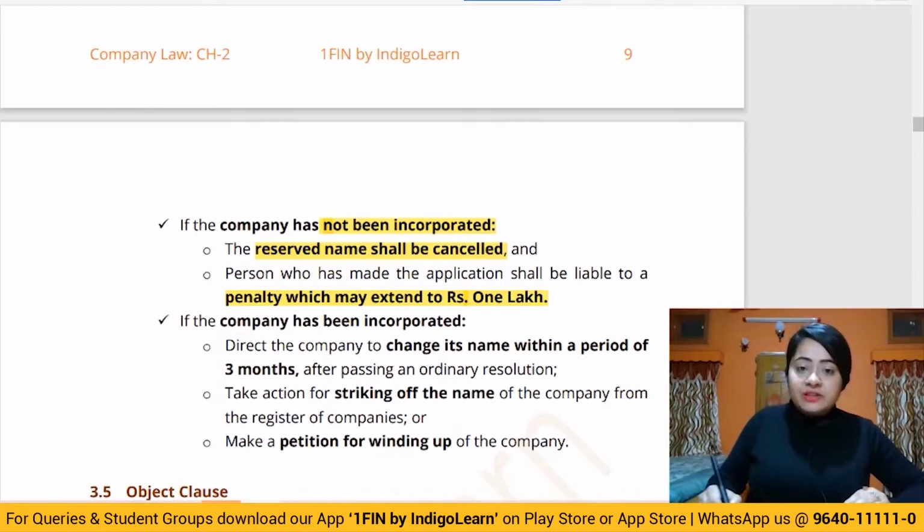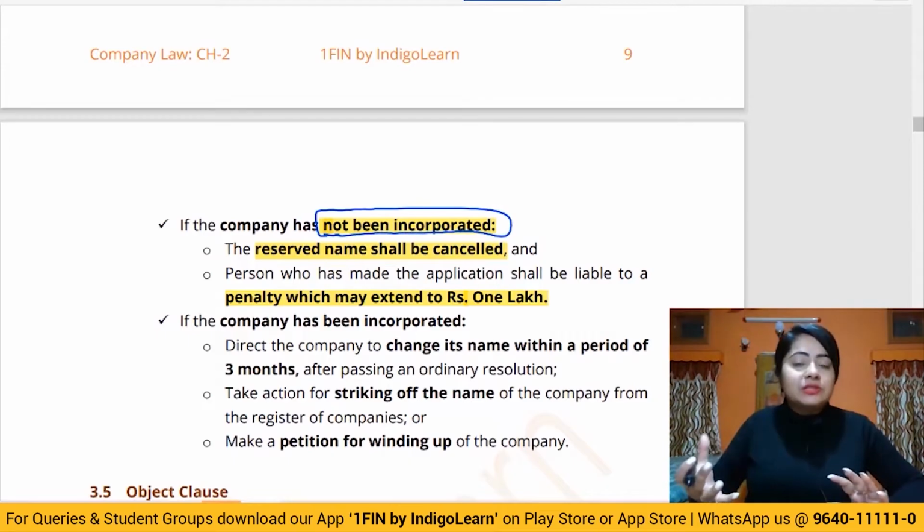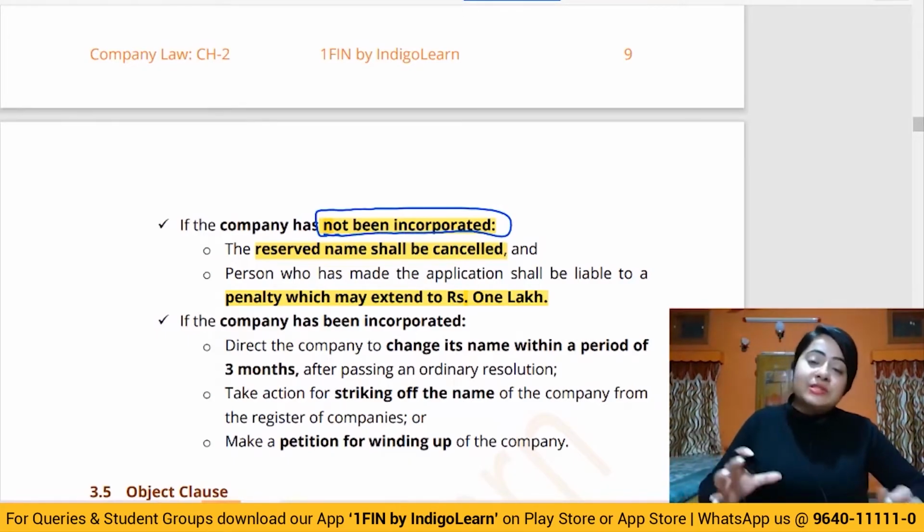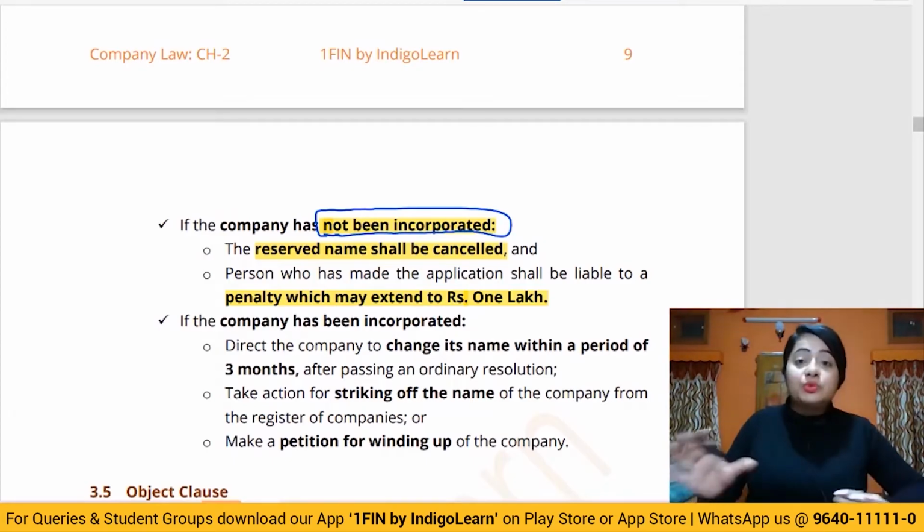Now, this is the situation when the company is not yet incorporated and the registrar of companies finds out that there is some wrongful detail that the company has submitted, some fraudulent details that the founders and the promoters of the company have submitted with respect to the company, right? Now, what happens if the company is already registered?